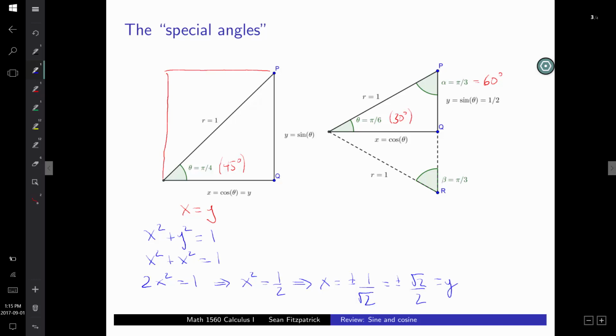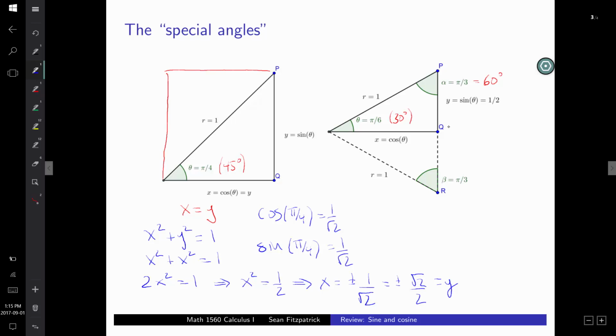Okay, so x and y are both equal to 1 over root 2 when theta is equal to pi over 4, and so that means that cos of pi over 4 is 1 over root 2. Sine of pi over 4 is 1 over root 2. The other diagram here tells you how to get the values for both pi over 6 and pi over 3.